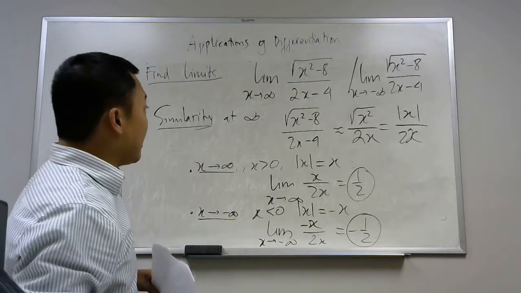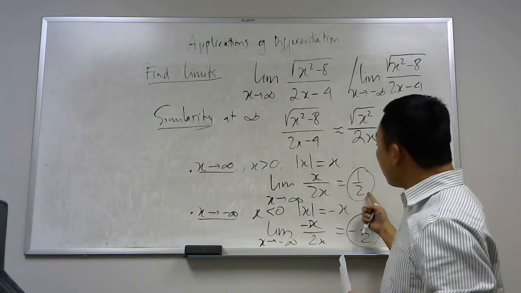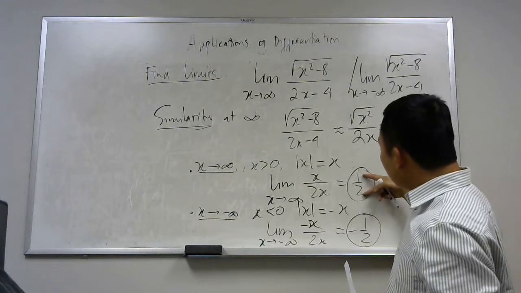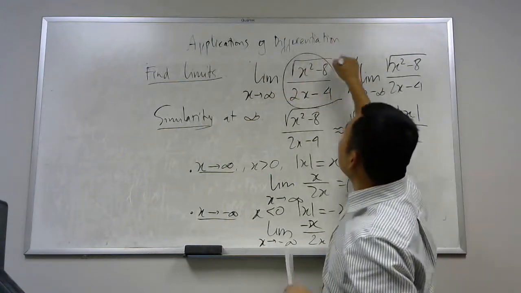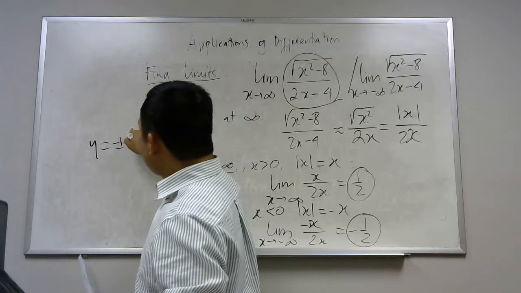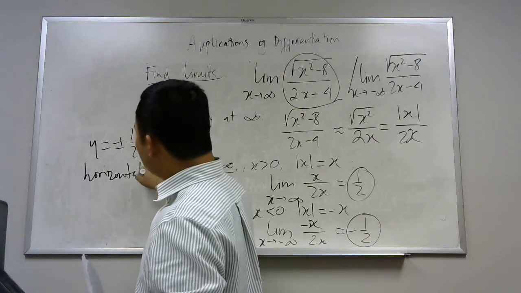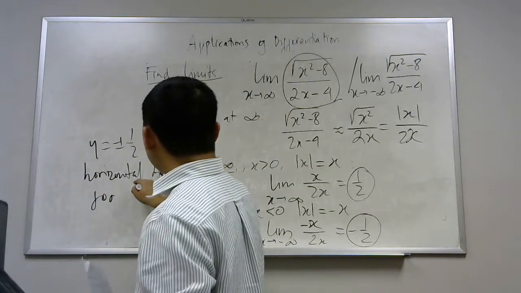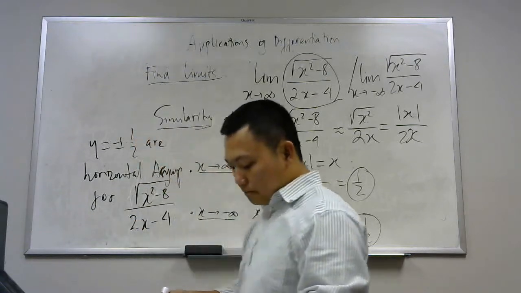So what does that mean? The limit of this function when x goes to positive infinity is 1 over 2, and here it is negative 1 over 2. That means y equals 1 over 2 and y equals negative 1 over 2 are horizontal asymptotes for this function. So y equals plus or minus 1 over 2 are horizontal asymptotes for the function square root of x squared minus 8 over 2x minus 4.